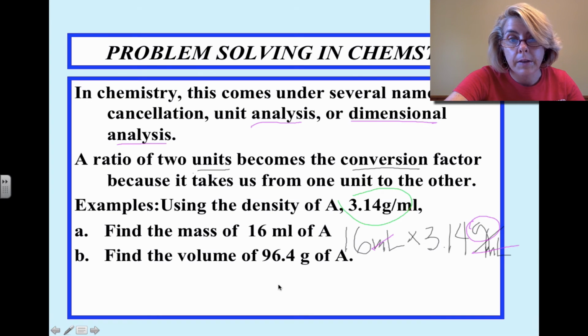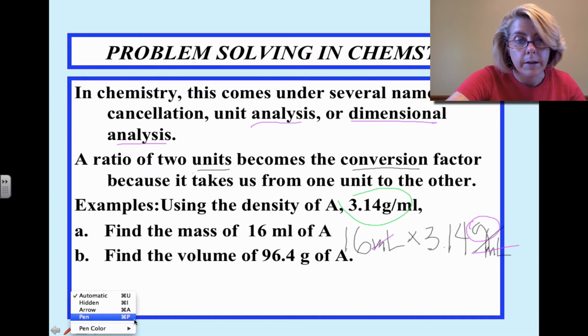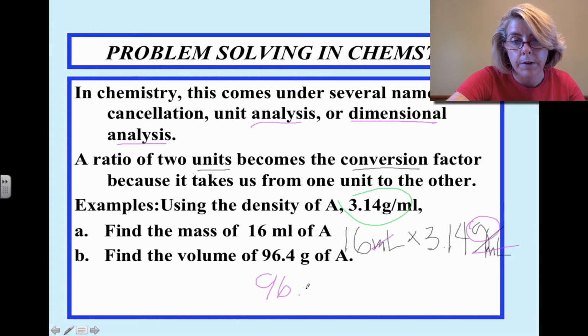Now here's another example of dimensional analysis. They essentially want us to convert 96.4 grams to volume. So I'm going to take 96.4. Now my question is, do I want to multiply or divide by 3.14 grams per milliliter? Remember, I want to cancel out grams.